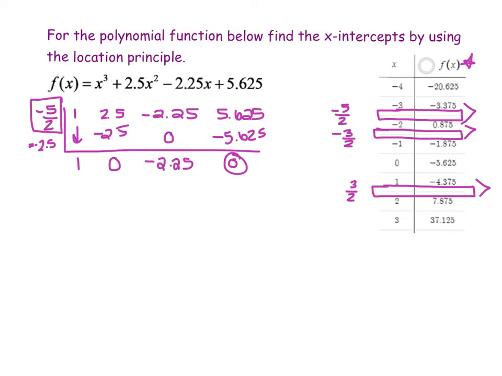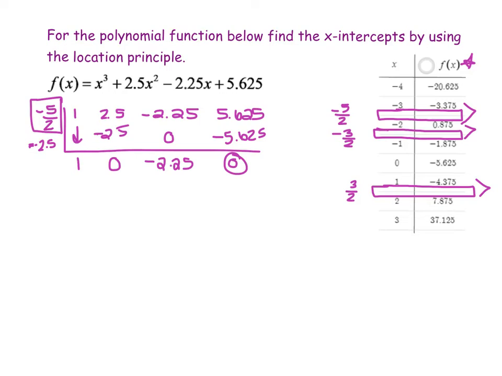So what you're going to do with the location principle is just use that to help you estimate what your zeros might be. So you can utilize the graph, you can look at the table. What you're looking for is a change between when y is negative and y is positive to find all of the zeros.